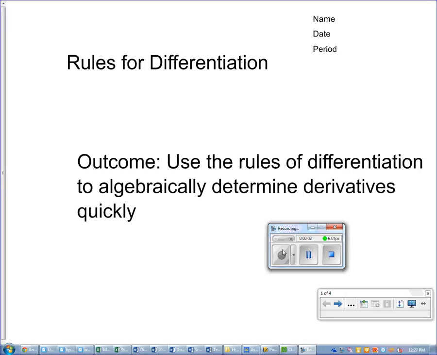The title of this note is Rules for Differentiation. In these notes, you're going to use the rules of differentiation to algebraically determine derivatives quickly. The idea here is to learn all of our shortcut rules so we can do derivatives as fast as possible.